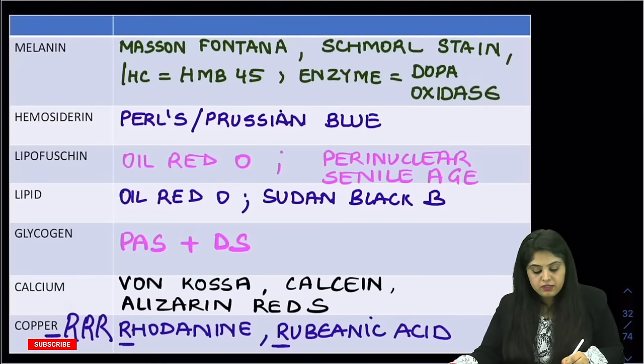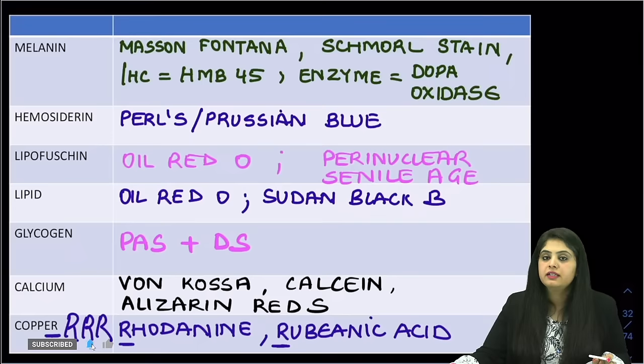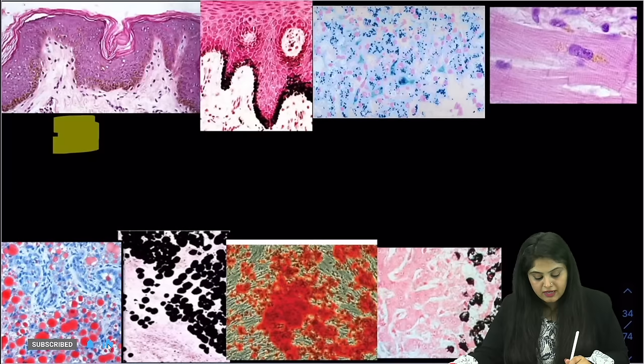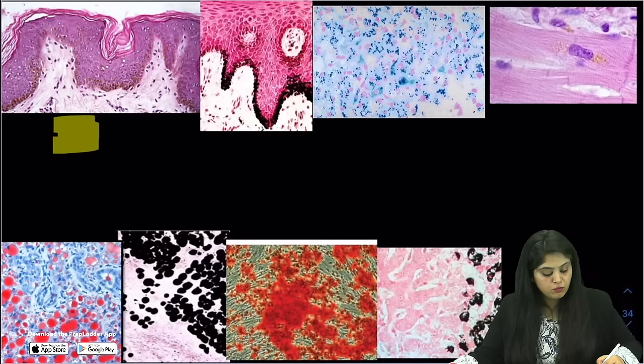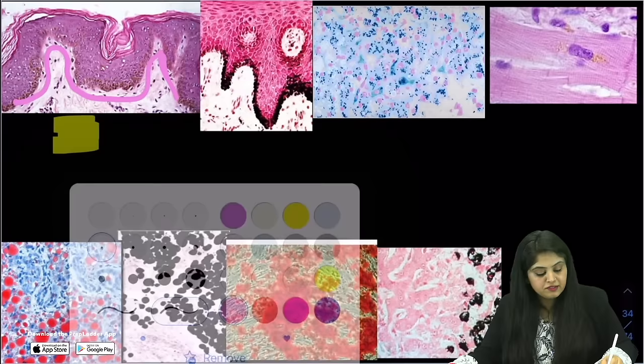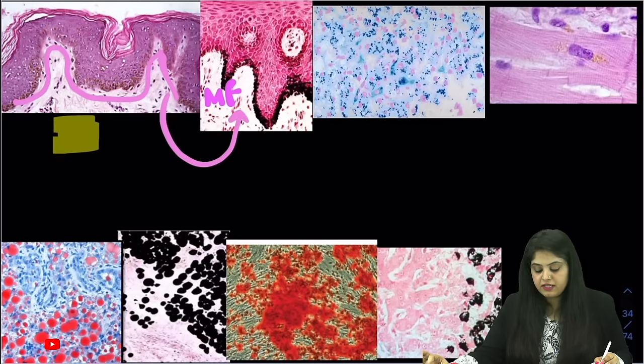You've done the quick table, everyone. This is your next flashcard table of the day. You've done the table. Now quickly revise all these pictures with me. That's the full picture of this table. So first and foremost, what you see over here, you can visualize, is a melanin stain. The most famous melanin stain is Masson-Fontana. Masson-Fontana is very, very important.